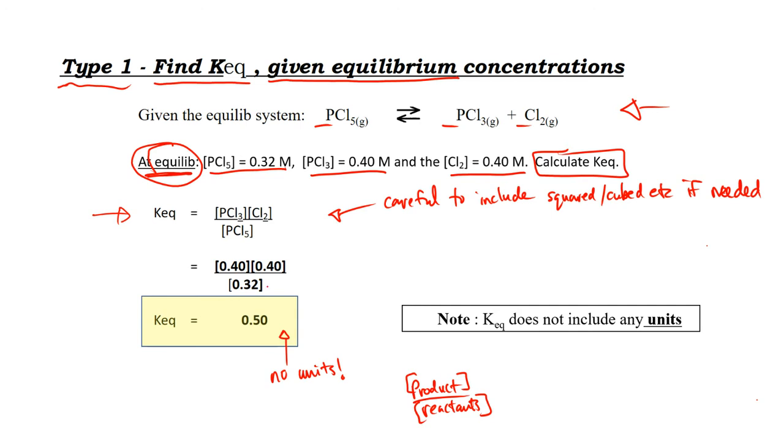So in this case, 0.4 times 0.4 divided by 0.32. This is the stage where, if you did have anything that was squared or cubed, you would be really, really careful to do that to the numbers that were needed. So in this case, I end up with 0.50. Notice I've kept 2 sig figs, because that's what I was doing: 2 sig figs times 2 sig figs divided by 2. Okay, that's my answer. KEQ equals 0.50.